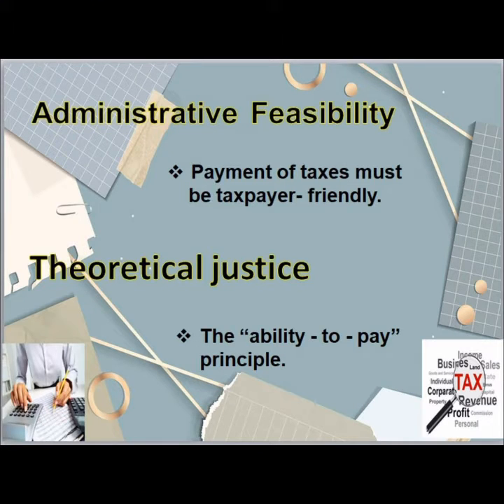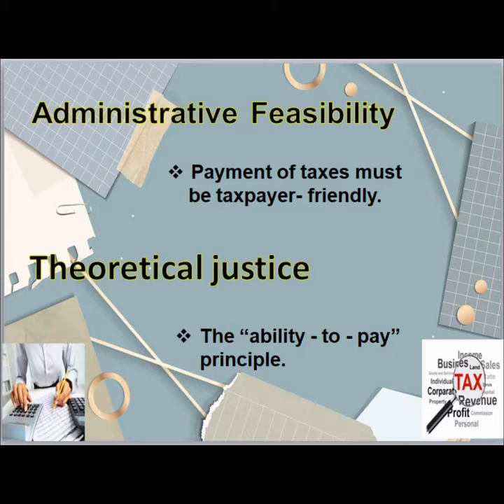The second basic principle is administrative feasibility. The payment of taxes must be taxpayer friendly. It means that tax laws and regulations must be capable of being effectively enforced with the least inconvenience to the taxpayers. That laws, rules, and regulations must be capable of being administered and complied with.